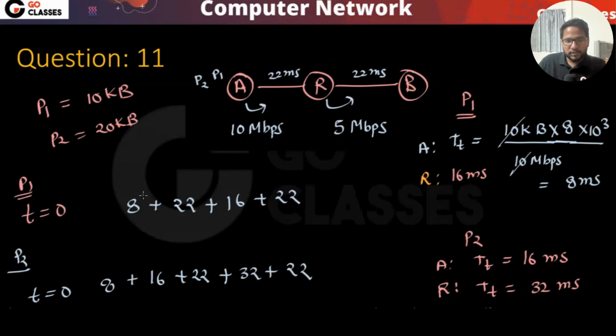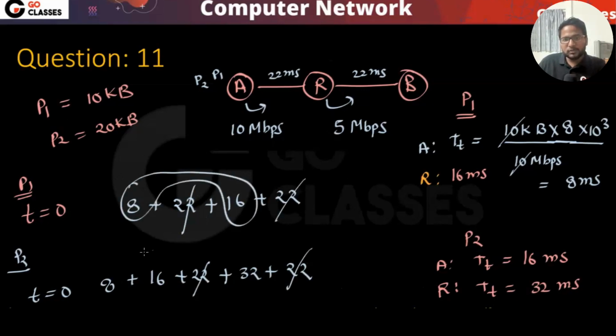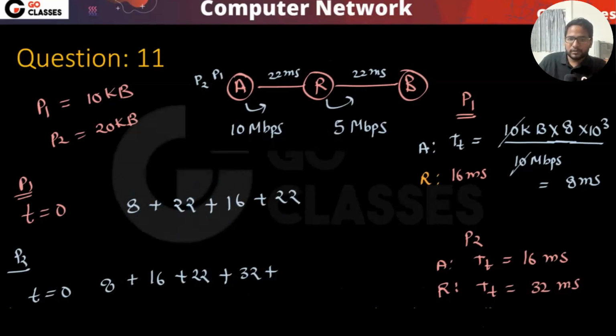So if you see, the propagation delays will get cancelled out. This is the total transmission time for packet 1, and this is the total transmission time for packet 2, and 8 milliseconds it is anyway waiting. So you can just cancel out this 8 and 8 and 16 and 16, so 32 is coming out to be the final answer, right? The difference is 32 milliseconds. So the arrival time difference will be 32 milliseconds.